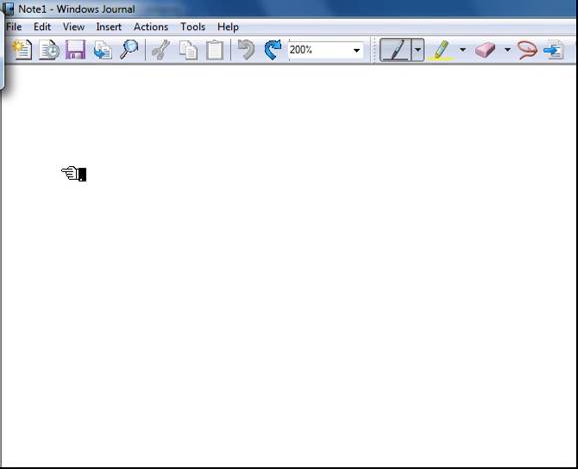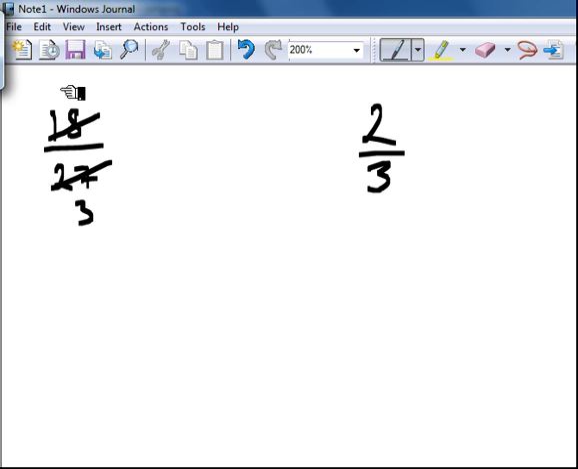Let's talk a little bit about equivalent fractions and the meaning of equivalent fractions. So let's say, for example, we have the fraction 18 over 27. We have the fraction 2 over 3, or 2/3. We can simplify the fraction on the left, 18 over 27, and I can just write it like this: 3 down here and 2 up here, so 2 over 3.